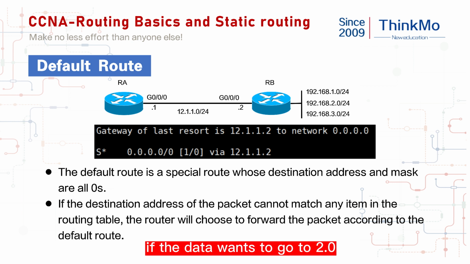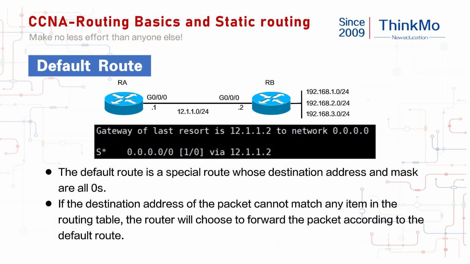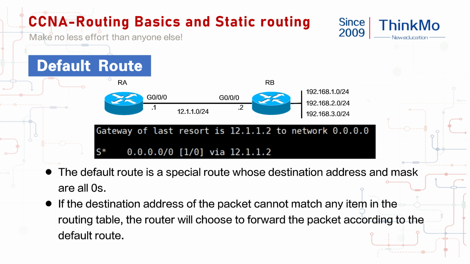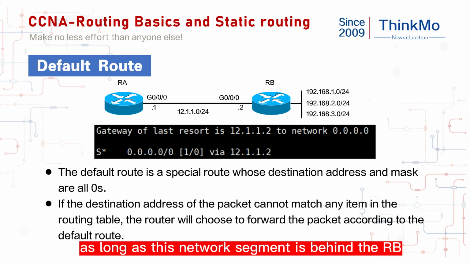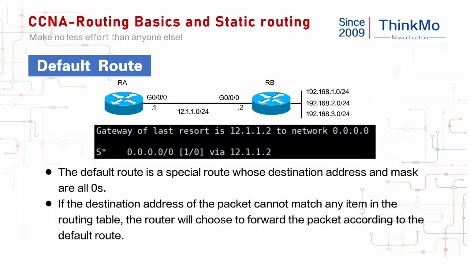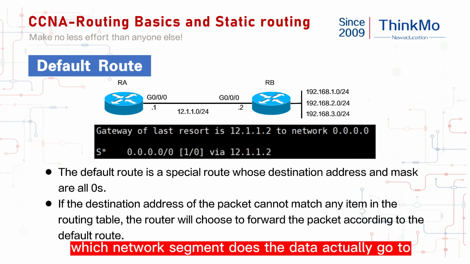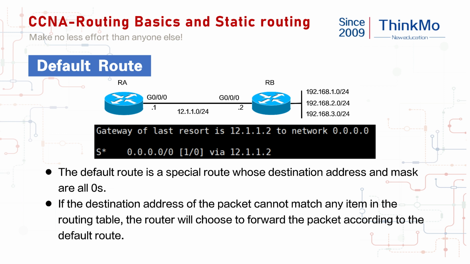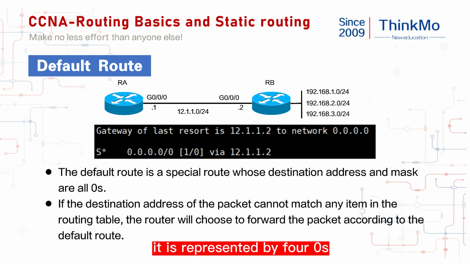If the data wants to go to 2.0, IP route 192.168.2.0, 24-bit mask, the next hop is also 12.1.1.2. The third is the same. You will find, as long as this network segment is behind RB, the next hop is the left interface of RB. So traffic will be sent to RB anyway. For this case, we can enter a default route. It is represented by 4 zeros. The next hop points directly to 12.1.1.2.